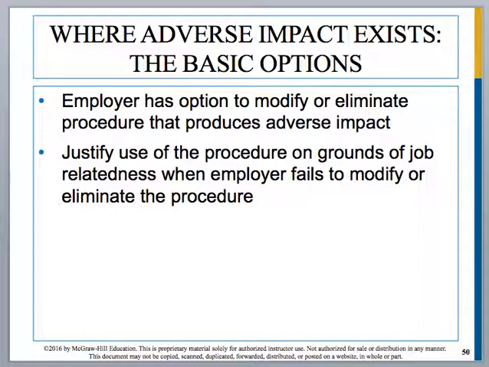So where does it exist? And there are some basic options. As an employer, you have the option to modify or eliminate various procedures that will produce that adverse impact. You do have to justify use of the procedure on grounds of job relatedness when you fail to modify or eliminate the procedure. So if you continue doing it, you have to be able to justify it and how the procedure that you're doing is related to the job itself.